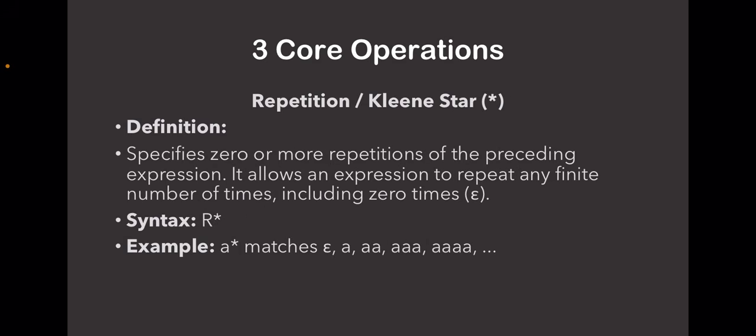Repetition or the Kleene star. It specifies 0 or more repetitions of the preceding expression. It allows an expression to repeat any finite number of times, including 0 times. So the syntax is R star. Example, A star matches epsilon, A, AA, and so on. So what we are seeing here is that it matches strings of length 0, strings of length 1, 2, 3, 4, and so on and so forth.